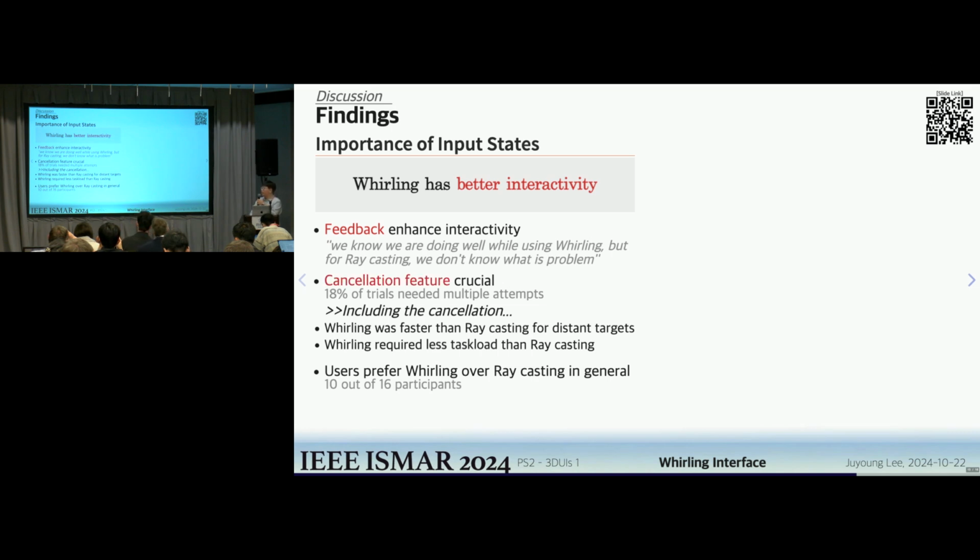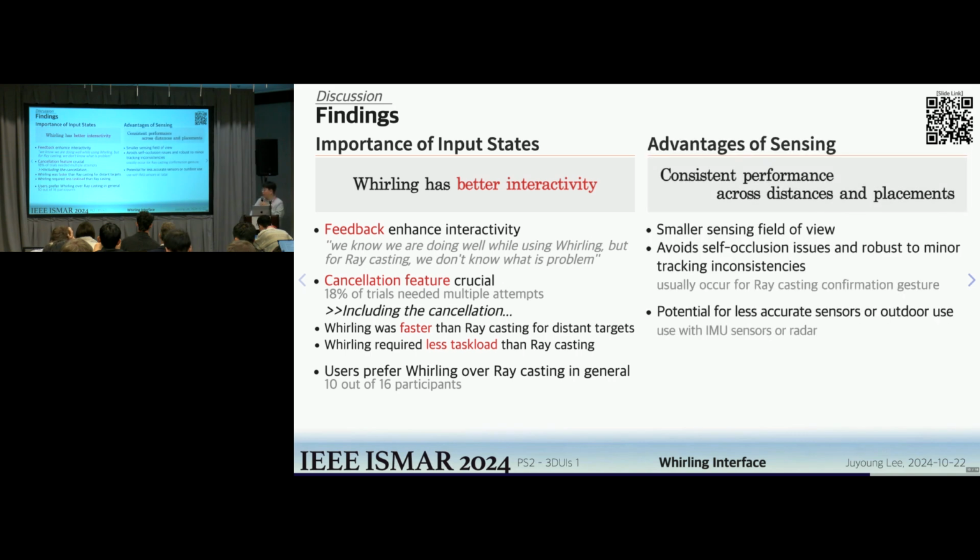And also the cancellation feature was crucial. We allowed trying multiple times until 15 seconds for both ray casting and Whirling. For Whirling, 18% of trials needed multiple attempts, but even including cancellation, Whirling was faster than ray casting for the distant target, and it also required less task load than ray casting. So cancellation was not that difficult, we can say that.